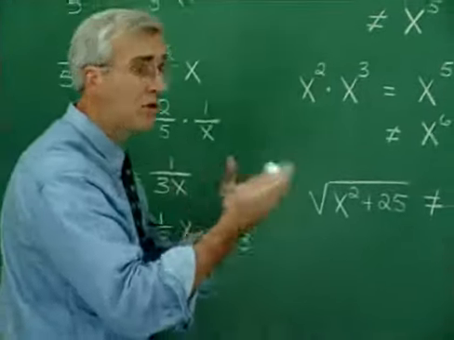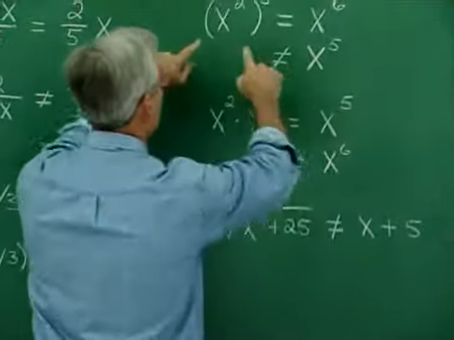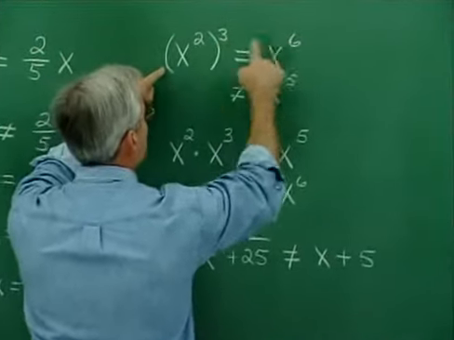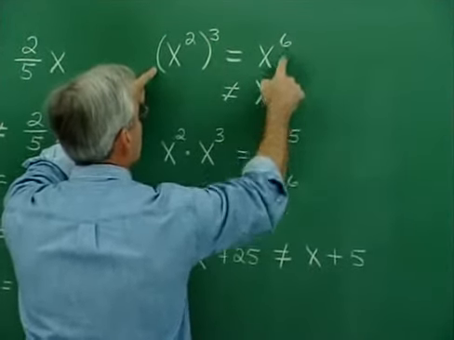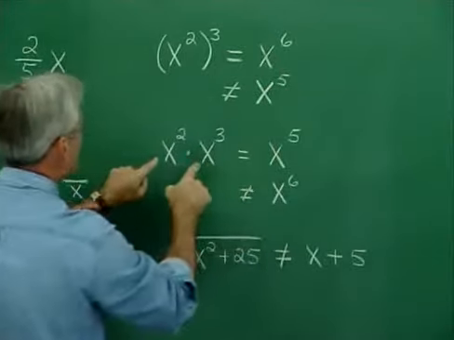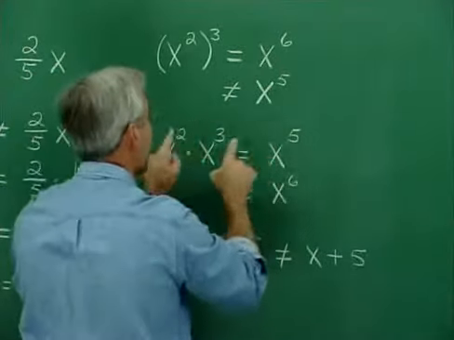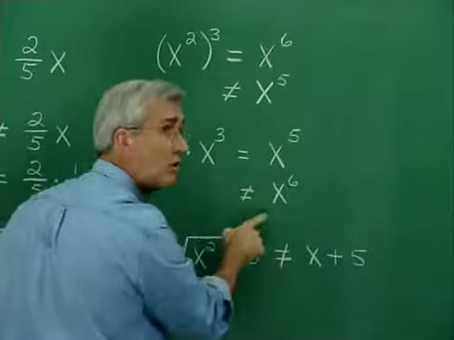When exponents are involved, it's important to know that when you raise powers to powers, you multiply the exponents like this, and you don't add them. And when you multiply like bases, you do add the exponents, and you do not multiply them.